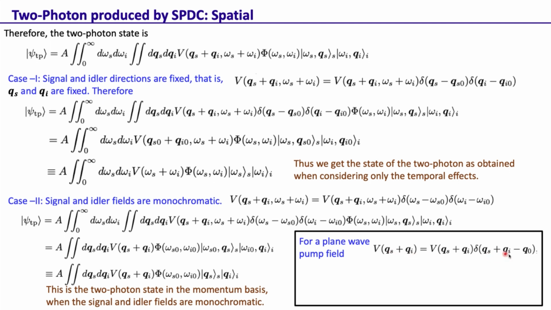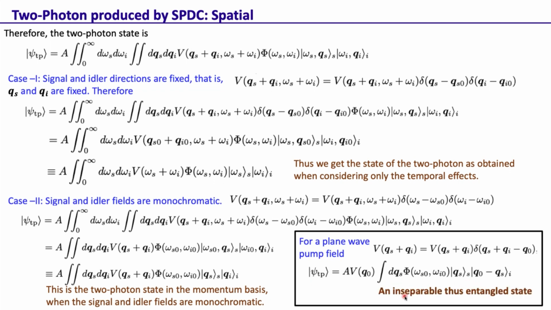So if qs plus qi is, let's say, q naught, then this integral can be written as a single integral instead of this double integral. Now when we write it in this form, we can see that this integral is essentially inseparable as far as signal and idler modes are concerned. We cannot write this state as a state of signal times a state of idler. So this is basically an inseparable state and thus an entangled state.